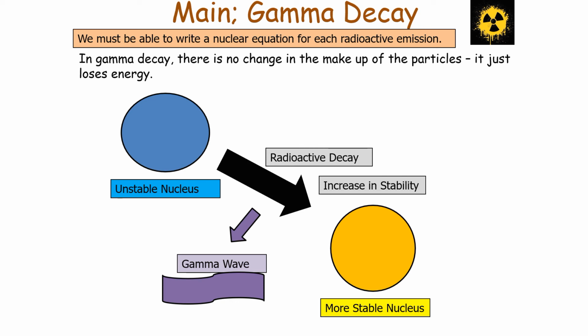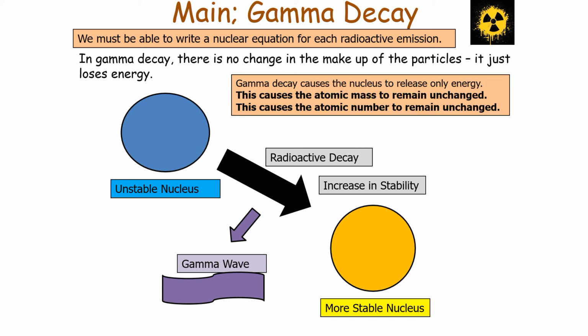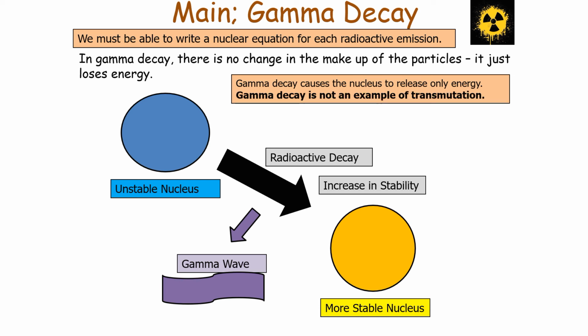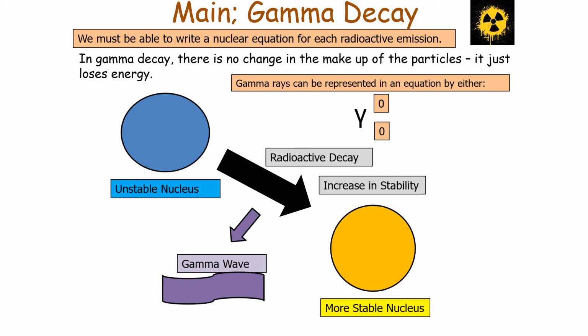Now, in gamma decay, there is no change in the makeup of the nucleus, it just loses energy. So gamma decay causes the nucleus to release only energy. The atomic mass remains unchanged, the atomic number remains unchanged. This means the nucleus does not change element after nuclear decay. So gamma decay is not an example of transmutation. Gamma decay is the relaxation of a nucleus as the protons and neutrons change the way they're arranged in the nucleus. Now we can represent gamma rays with the following symbol, gamma 0 0.